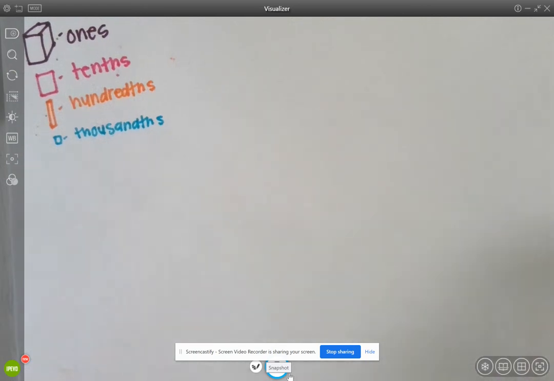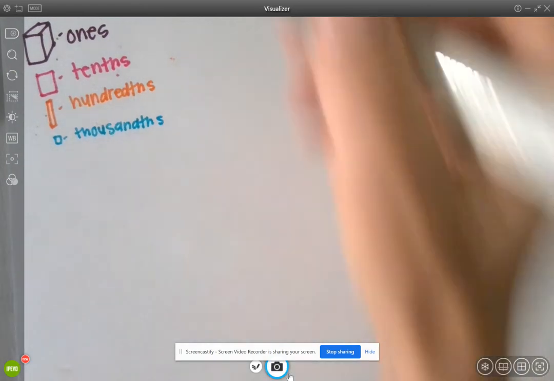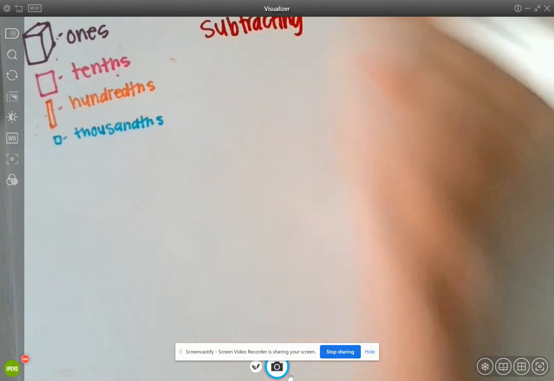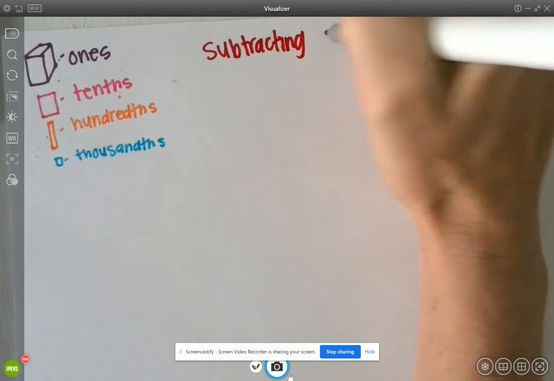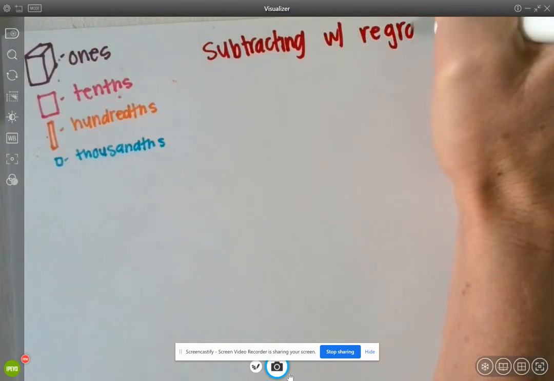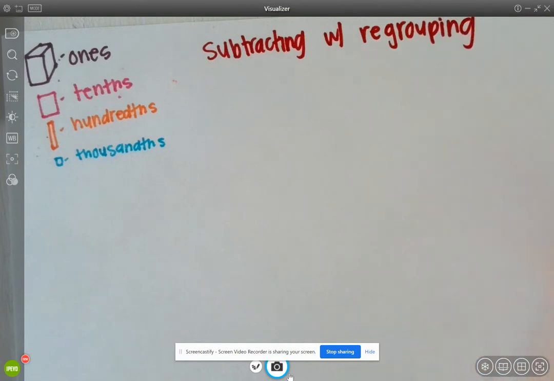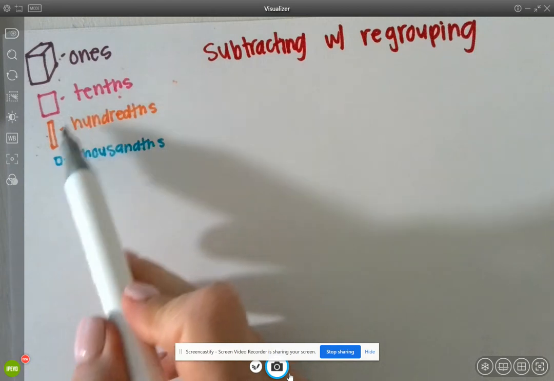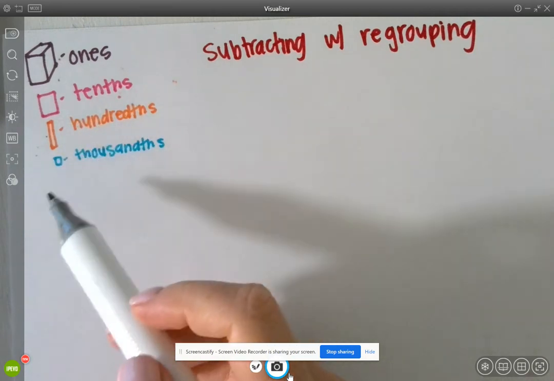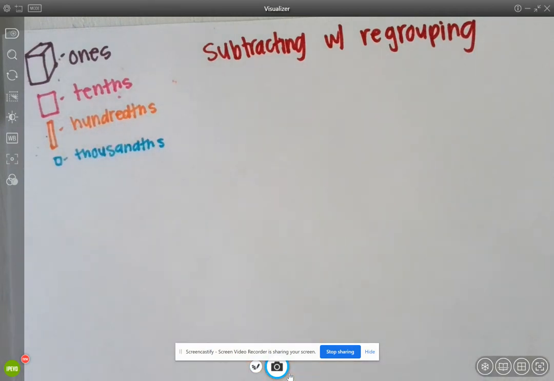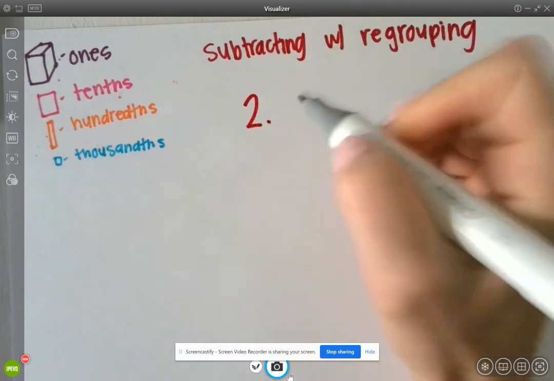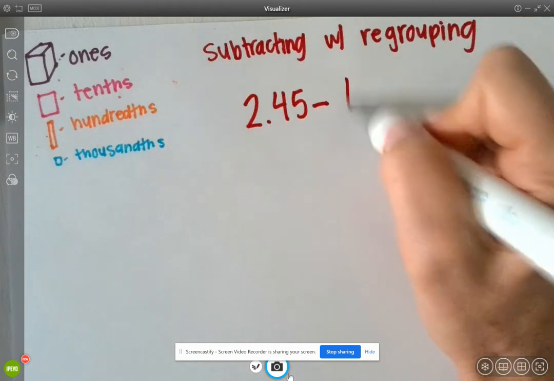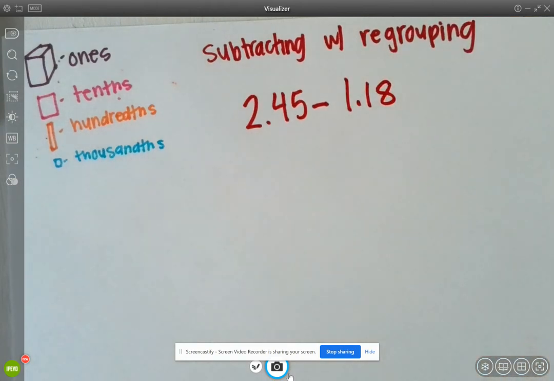Okay, so we are going to be doing some subtracting with regrouping. And we are going to use these base 10 models to help us. Okay, so this cube is going to equal ones, tenths, hundredths, thousands are the little squares. So we are actually going to solve the problem 2 and 45 hundredths minus 1 and 18 hundredths.